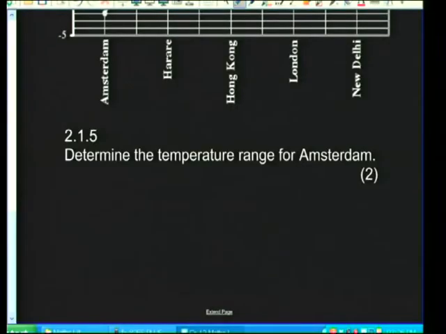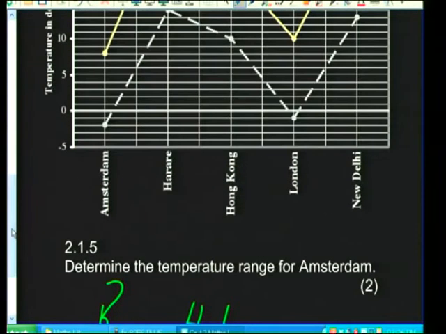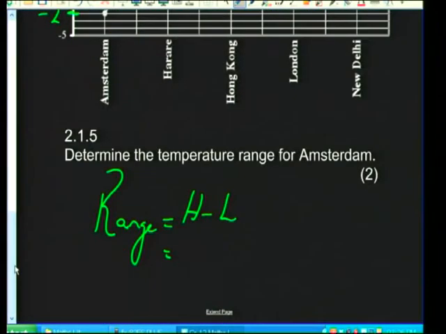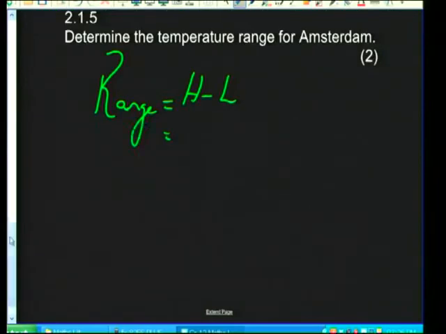So let's do it. We know that the range is going to be my highest minus my lowest. So Amsterdam's highest is right over here: 5, 6, 7, 8 degrees. Amsterdam's lowest is going to be minus 2 degrees. So we've got a higher temperature, which we said was 8 degrees, was it? Yep, 8 degrees, minus their lowest. Now, what's their lowest? Their lowest was minus 2 degrees.